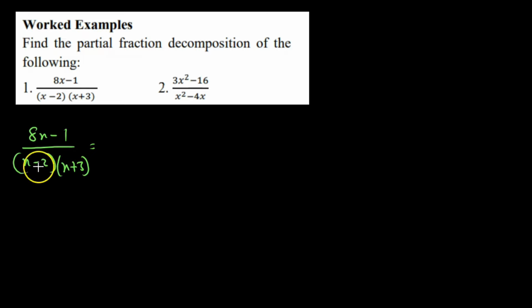So then, because it's type 1, why is it type 1? We have 2 separate linear factors. Then we write a partial fraction for each of the linear factors. So that's going to give us, the first partial fraction will be having a variable a divided by x minus 2. Then plus, we write another partial fraction for the next, which is going to be b over x plus 3.